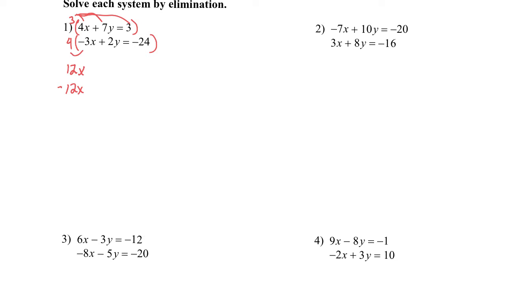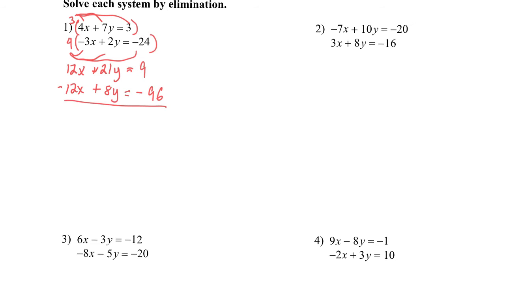So 3 times the 7y is going to be a positive 21y. 3 times the 3 is going to give me a 9. Don't forget your equal sign. Don't forget your plus sign. Then go down to the second equation. Distribute the 4 to the negative 3. I already did. 4 to the 2y. Get a positive 8y. Equals 4 times the negative 24. It's going to be negative 96.